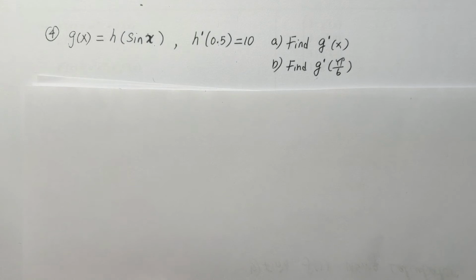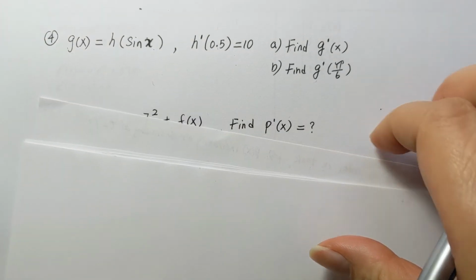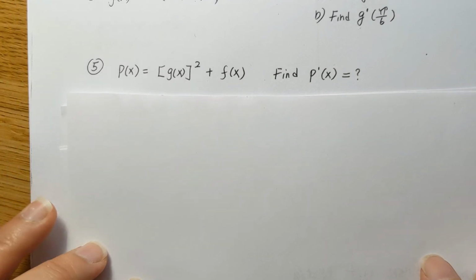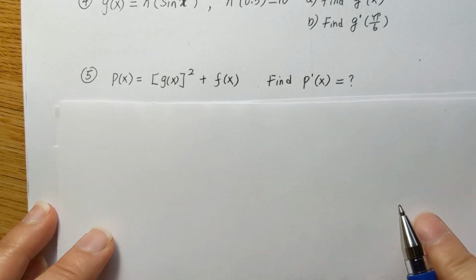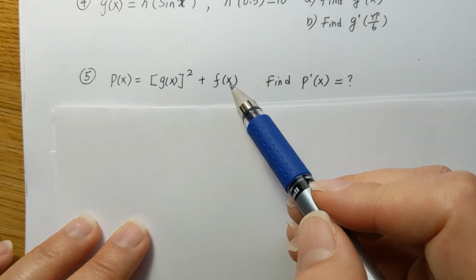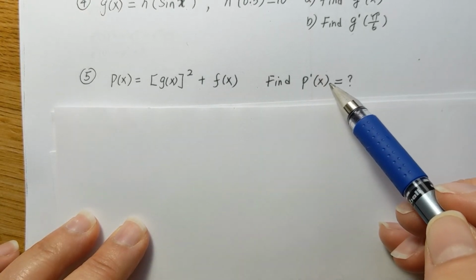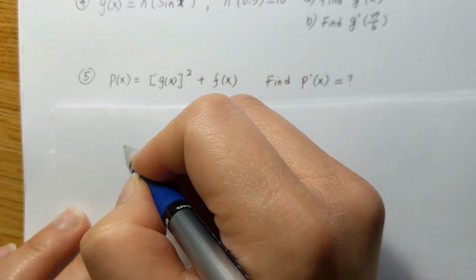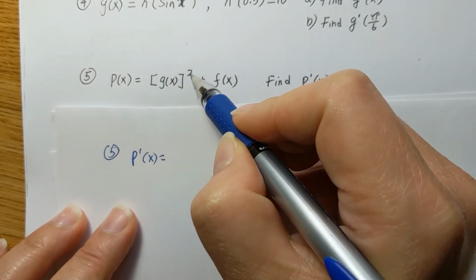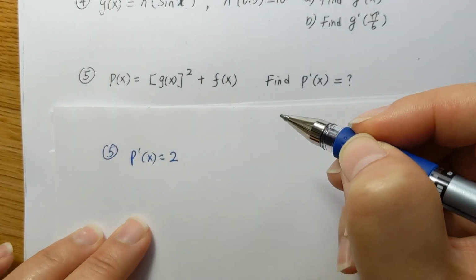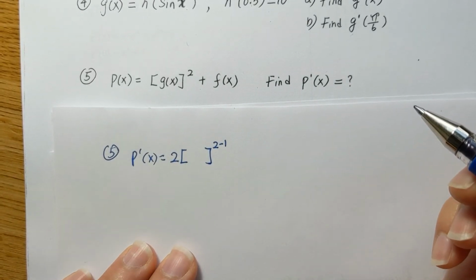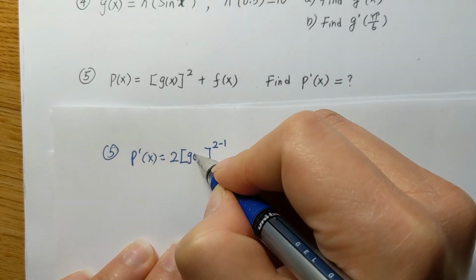Let's take a look at question number 5. You get p of x equal to g of x, quantity squared, plus f of x. Find p prime of x, so basically find the derivative. So we're going to say p prime of x. The outer function is something squared, so therefore we bring the 2 outside, and then exponent subtract 1. Whatever is inside stays the same, with g of x.